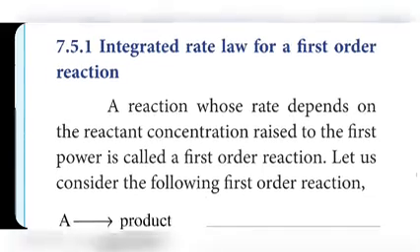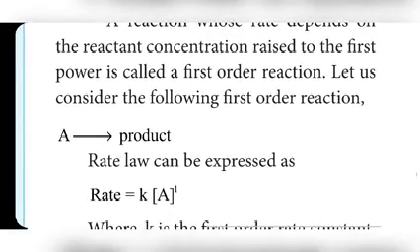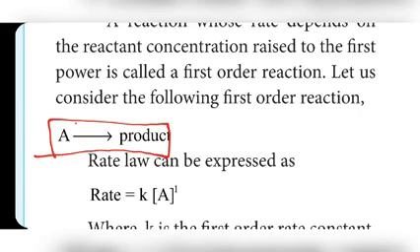Let us consider the following first order reaction. This is an example of a first order reaction: A gives product. The rate of the reaction depends on only one reactant, that is A. So this is called a first order reaction.